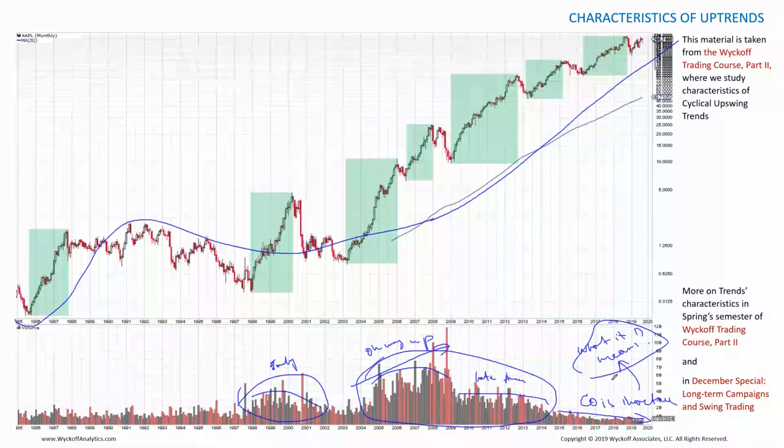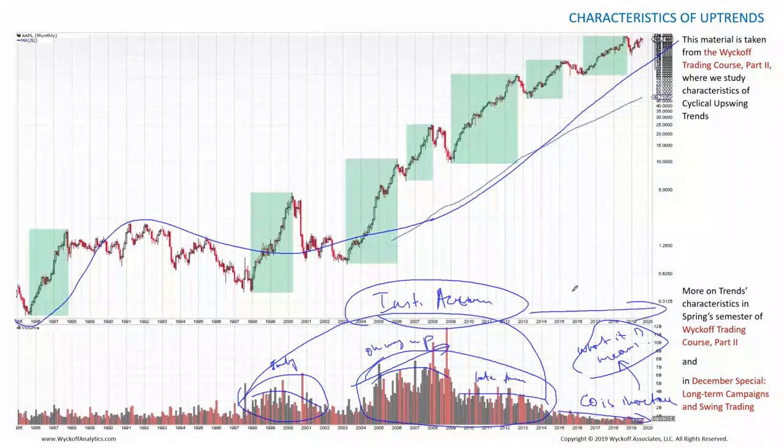No, no distribution yet. So therefore, what's the conclusion here? The conclusion is such that this whole area right here was a prolonged institutional accumulation of Apple. And now they're holding this position and they're not getting out. That's what it means to be inactive. Inactive meaning not being in the market.